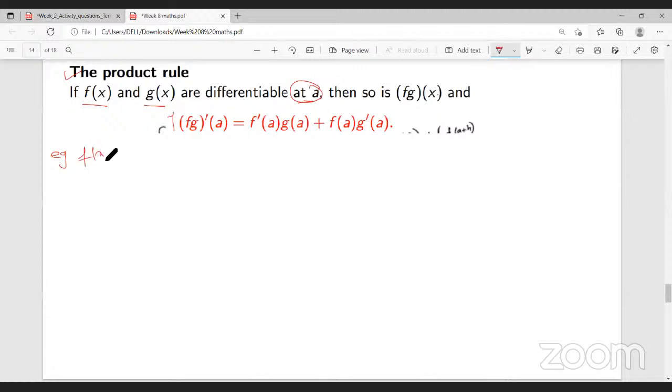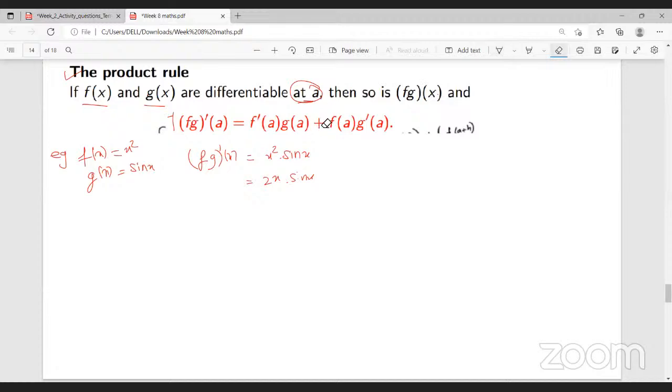Say my f of x is x square, g of x is sin x. So my f g of x will be x square sin x, right? Now I have to find out the derivative of this function. Say, 2x. So if I want to find the differentiation of this function, take the derivative of the first function, f dash of x, that is 2x, into g of x, that is sin x only, right? Order will not matter here, because plus sign is there, right?